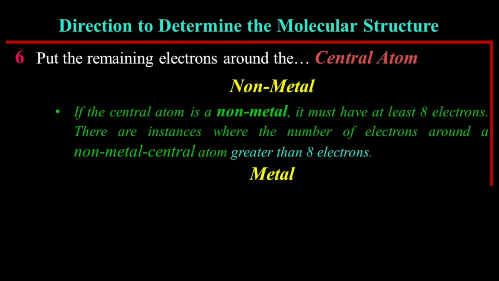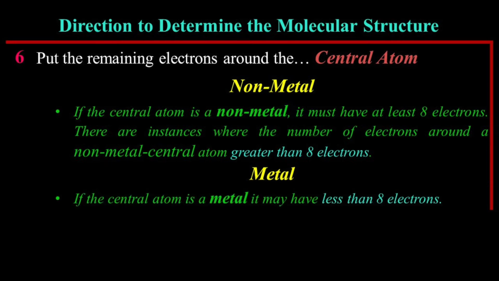Now, as we've seen before, it says put the remaining electrons around the central atom. If the central atom is a non-metal, it must have at least 8 electrons. There are instances where the number of electrons around the non-metal central atom is greater than 8. Now, to finish my thoughts, the complete instructions would be, if the central atom is a metal, it may have less than 8 electrons. That may surprise you. But it can oftentimes have 4 electrons if it's a metal, or 6 electrons around the central atom. So they're a little bit unusual, but it can happen.